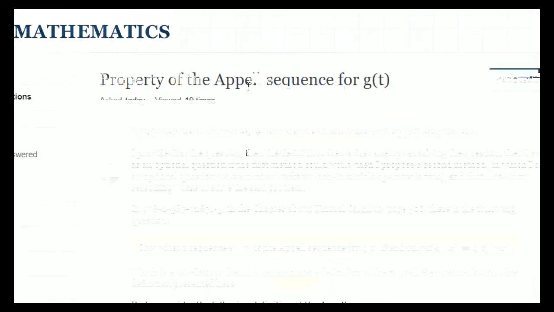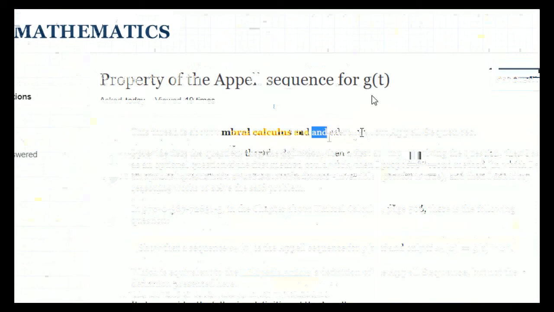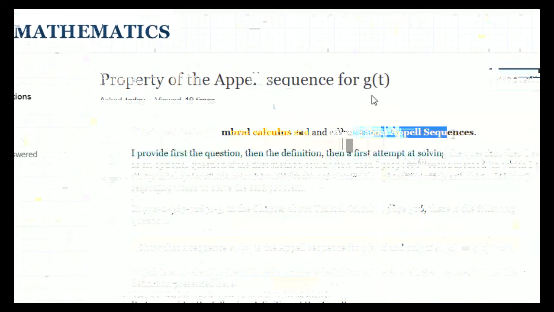So, an exercise. I have taken an exercise from the book mentioned earlier, and I wrote a question on the Mathematics Stack Exchange. It's an article question I wrote yesterday. This thread is about umbral calculus, and I wrote a question about Appell sequences.